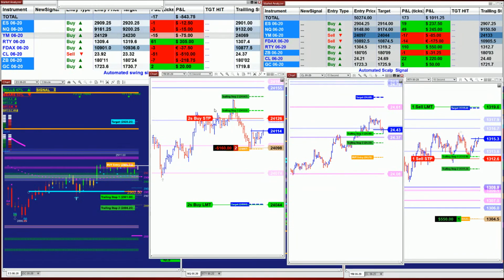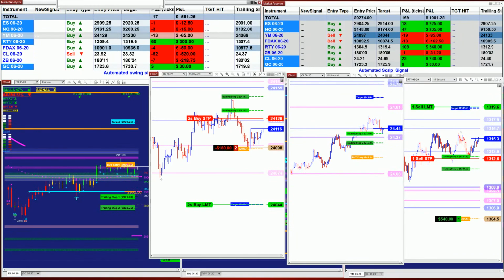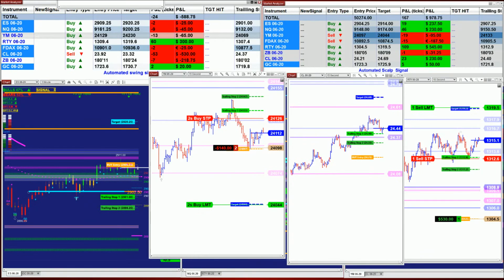We have a struggling market on the ES and on the YM. That's very fine. We already made enough ticks, and now it is going back and forth. Welcome to trading. We cannot do anything about that.